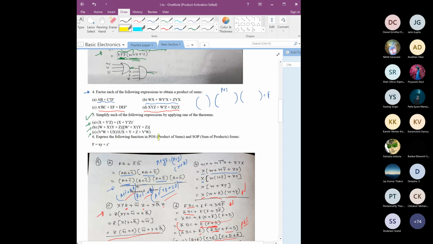Okay, so the next one is a bit important, and I want you to try it. Express the following function in POS and SOP forms: product of sum and sum of product forms. Okay, so please try this. The function is f equal to xy plus z bar. You have to express it in product of sum and sum of product form.